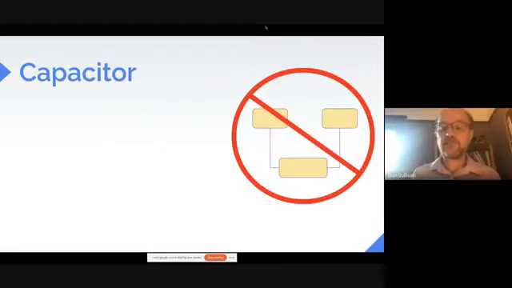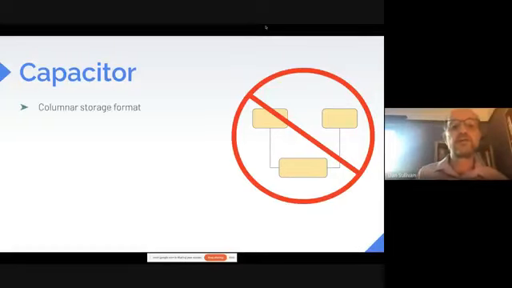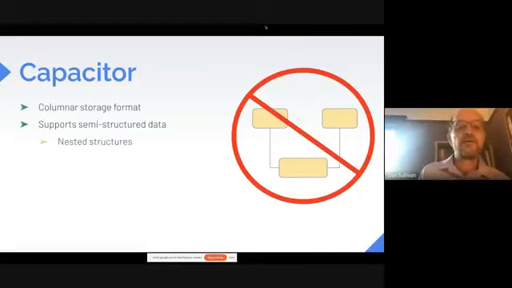Now, another component that wasn't in the diagram, but I think is just as important, is Capacitor. And that's a column storage format. It's not part of the architecture, but it's the way we use the architecture. And it's designed to support semi-structured data. Now, the critical thing about Capacitor is that it's built from the ground up to support nested structures. So if you're thinking in terms of JSON or hierarchies, it's designed right off the bat to support that. And it can also support arrays or repeated fields.